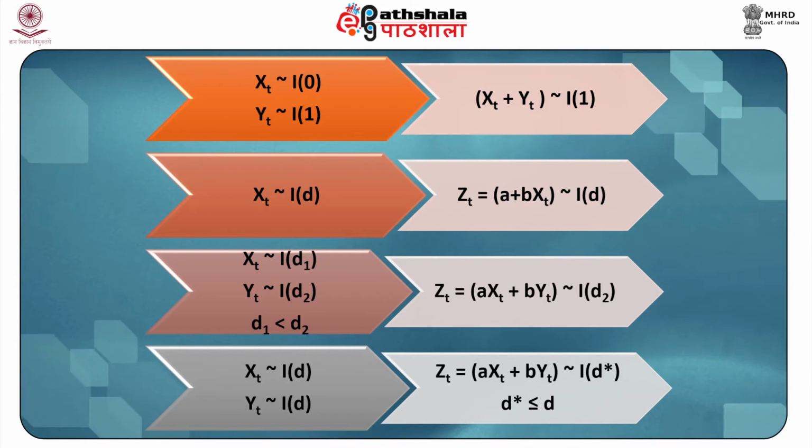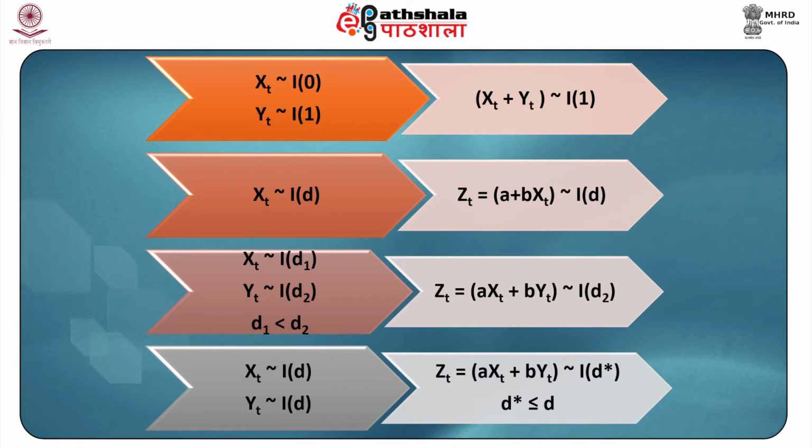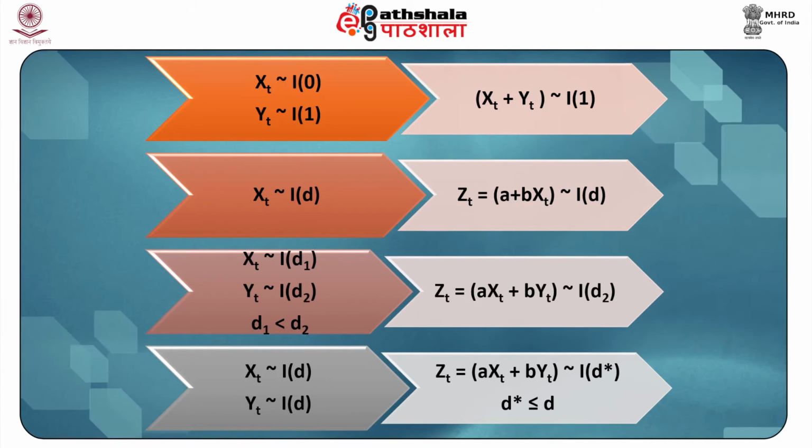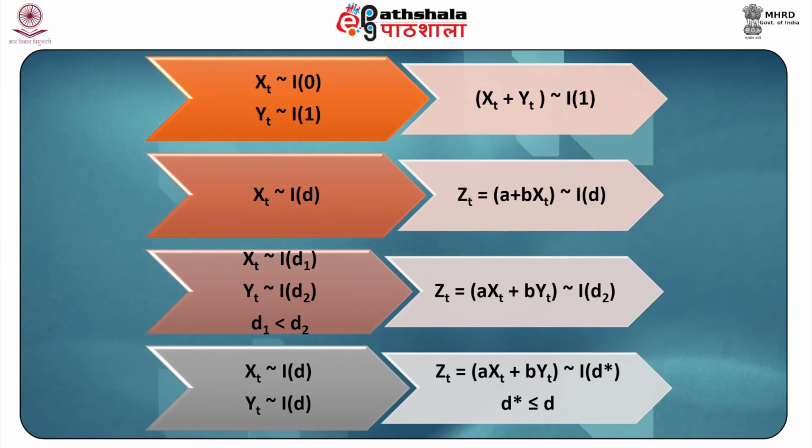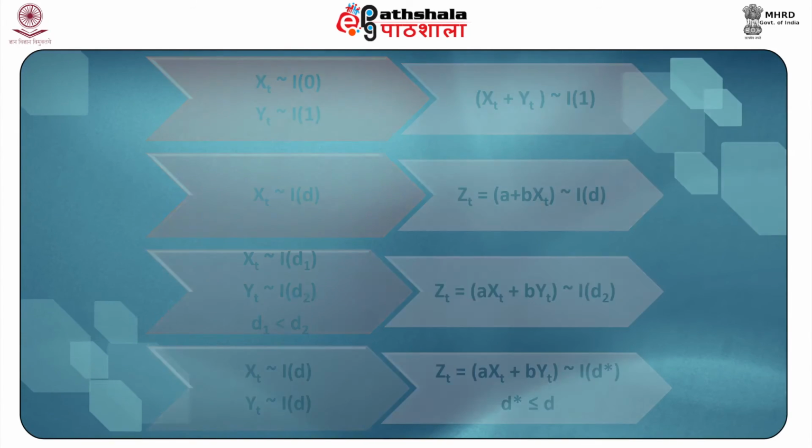And in the end, the last property we have mentioned is that if xt is equal to I(d) and yt is also equal to I(d), then zt, which is axt plus byt, will be integrated to I(d star), where d star may be less than or equal to d.